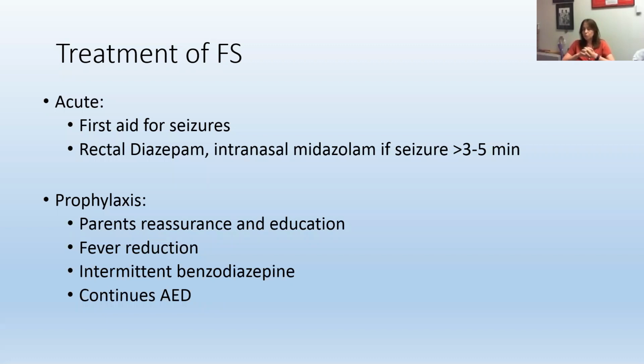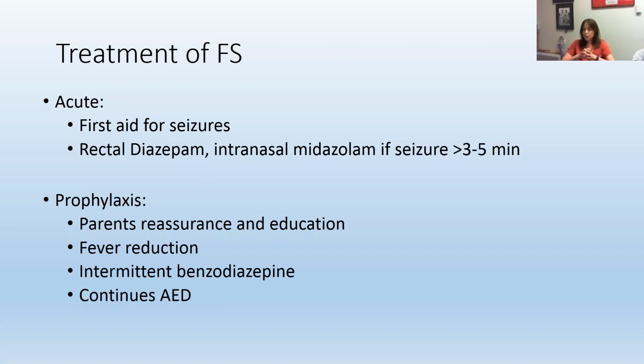What do we do for prophylaxis? A child came to us, had 1 febrile seizure. The most important thing is parents' reassurance and education, because it is very frightening to see your child with a generalized tonic-clonic seizure, even if it's relatively short. Most febrile seizures are relatively benign, and the children outgrow them and do very, very well. So we educate the parents about the natural history of febrile seizures and what to do for first aid.